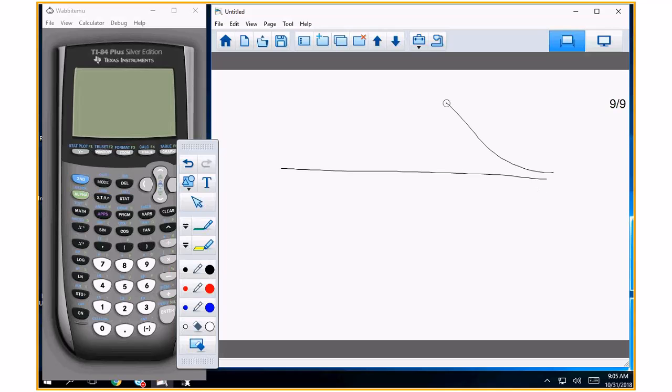Let's say that I want to find, and I'm going to label everything so you can see, the probability less than a z-score of negative 0.52. The probability of a z-score less than negative 0.52.